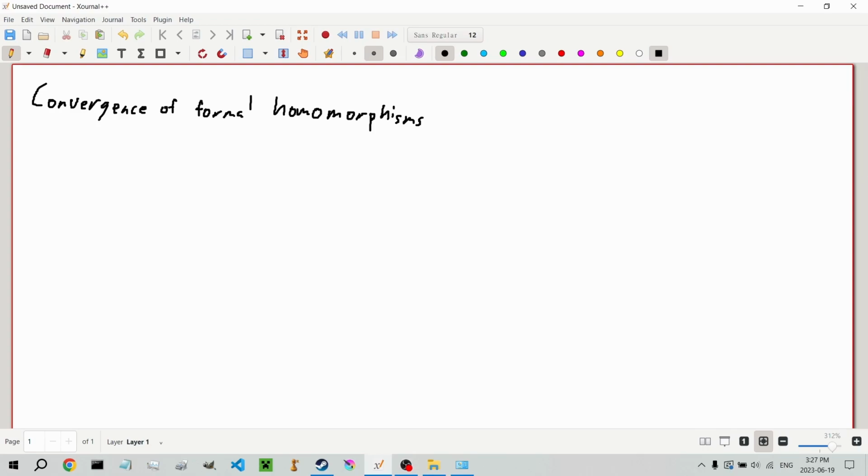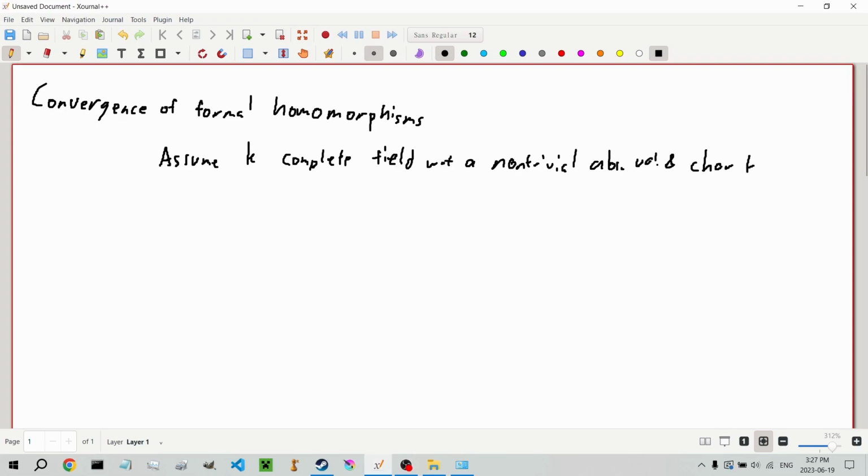And throughout, we will be assuming K is a complete field with respect to a non-trivial absolute value. And we are, of course, going to be working in character 0. Brings us right away to our first theorem.